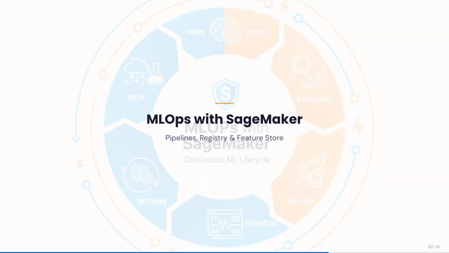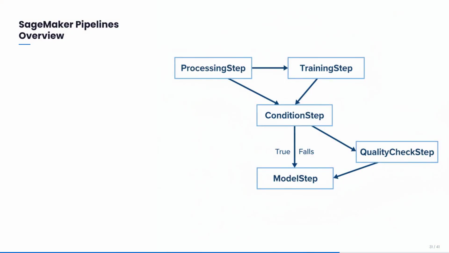Machine learning operations, or MLOps, is critical for production ML. SageMaker provides a complete MLOps toolkit, including pipelines, model registry, feature store, and experiments. SageMaker Pipelines lets you define ML workflows as directed acyclic graphs.